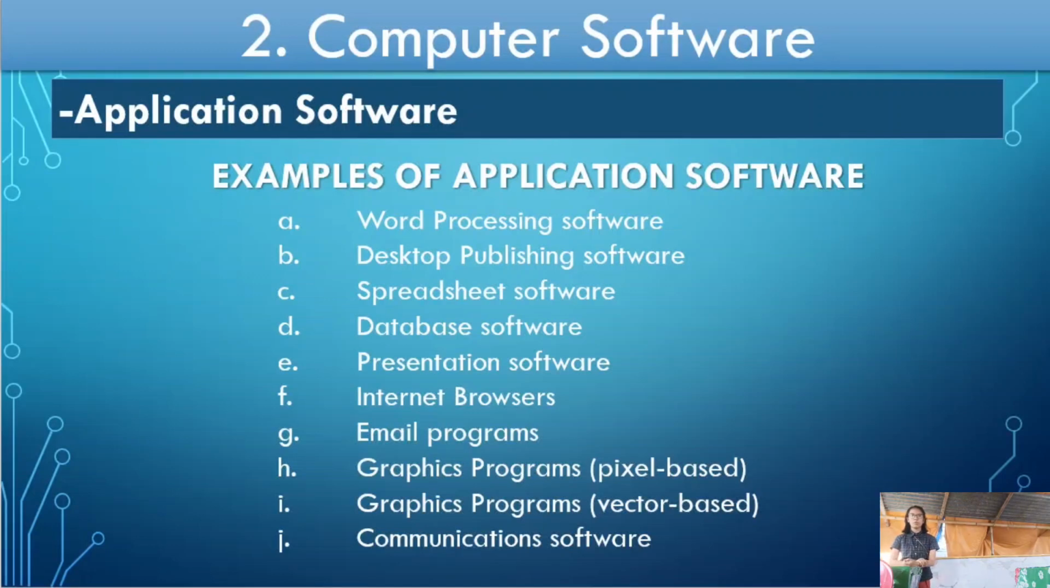Next are graphic programs. There are two types of graphic programs: vector-based and pixel-based. First is pixel-based. Pixel-based programs are used to touch up photographs and create graphics from scratch. The best example is Adobe Photoshop. They are usually the ones used to edit every detail of the photo so that it is clear, neat, or anything they want in their imagination.